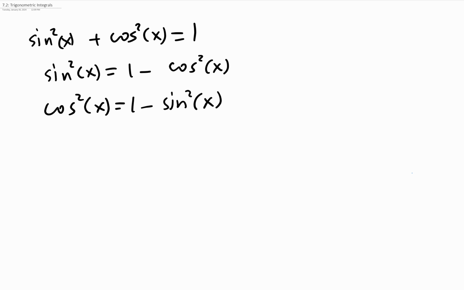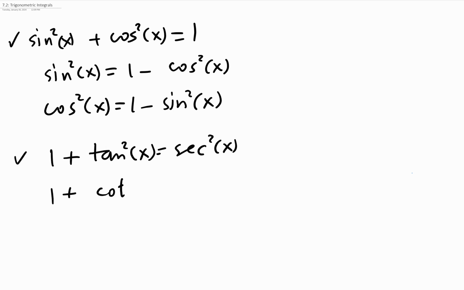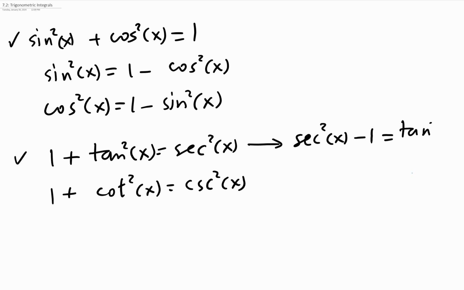Also, we know we have the 1 plus tangent square x is secant square, and 1 plus cotangent square x is cosecant square x. We need all these formulas. Keep in mind, from here we can always solve for secant square x minus 1 to be tangent square. Same thing for the other one.